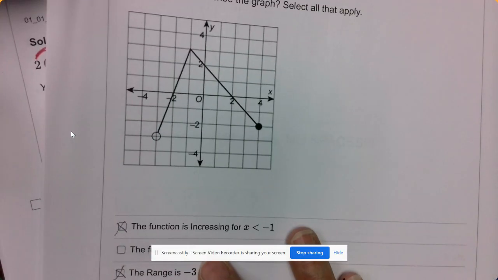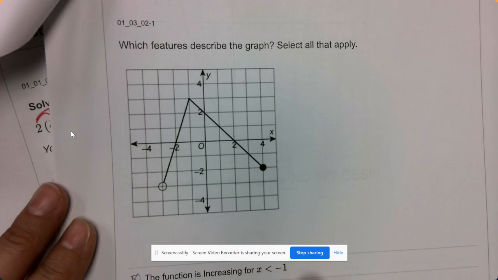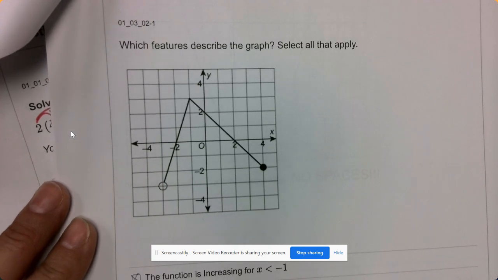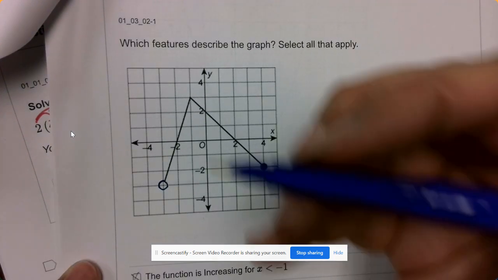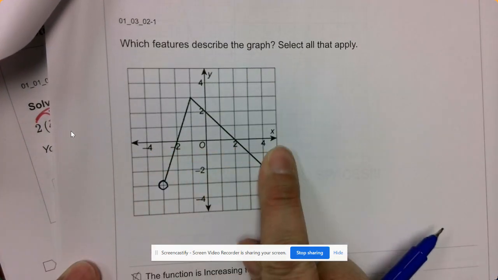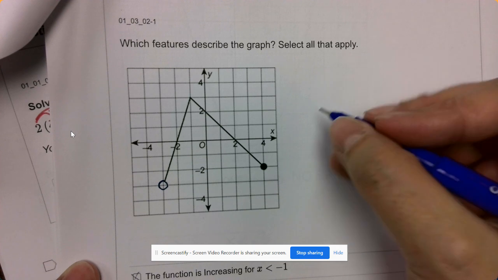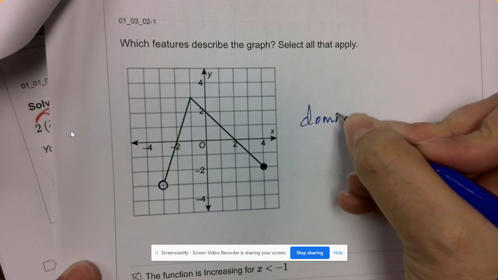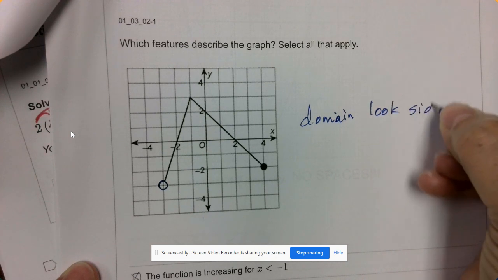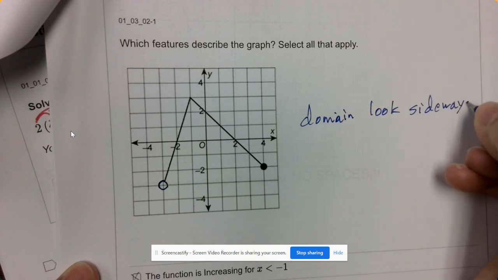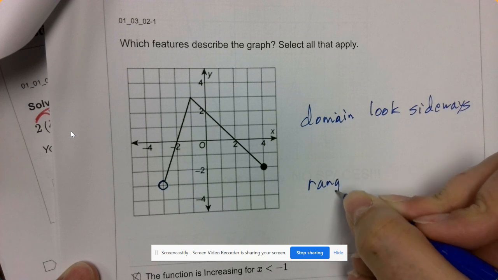Okay, on this one. Okay, what do we know about this graph? Okay, so open circle, everybody, means it's not included. Okay, so for the domain, everybody looks sideways. Domain looks sideways. Range, look up and down on the y-axis.